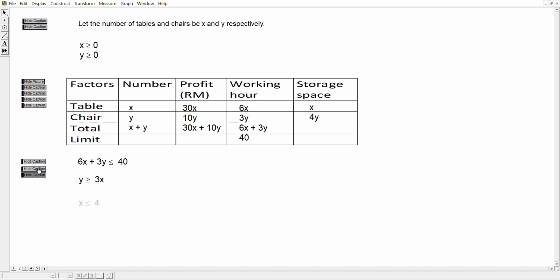Okay, next. So another inequality is the number of tables must be less than 4.